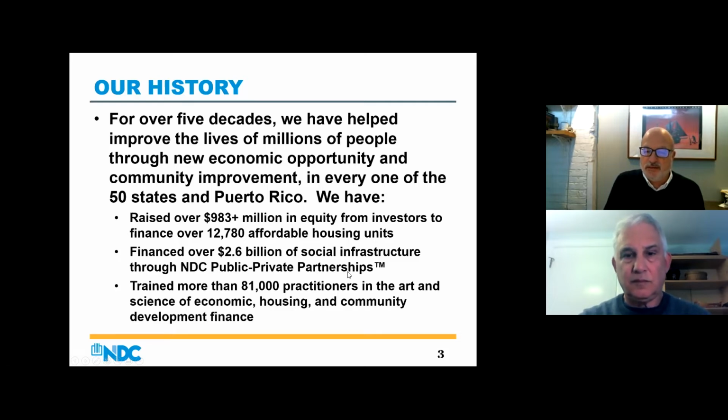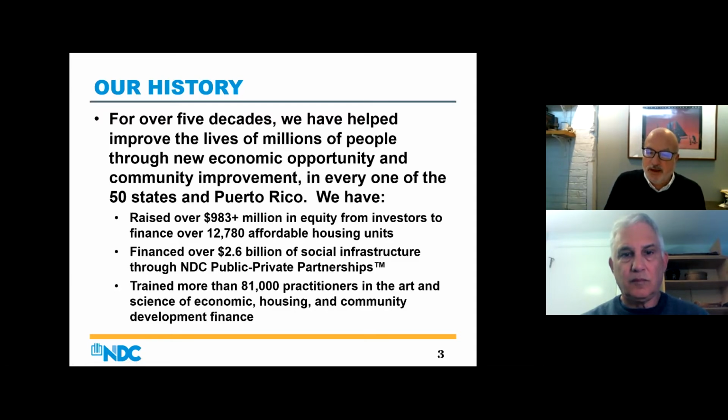For over 5 decades, we've helped improve the lives of millions of people through new economic opportunity and community improvement in every one of the 50 states and Puerto Rico. We're actually working in the Virgin Islands, and occasionally we have students from Guam and Samoa as well. That work takes the form of equity investments and technical assistance for affordable housing units, close to 13,000 to date, and 2.6 billion in social infrastructure through our public-private partnership that keeps the nonprofit in P3 developments with universities, community facilities, on down the line.